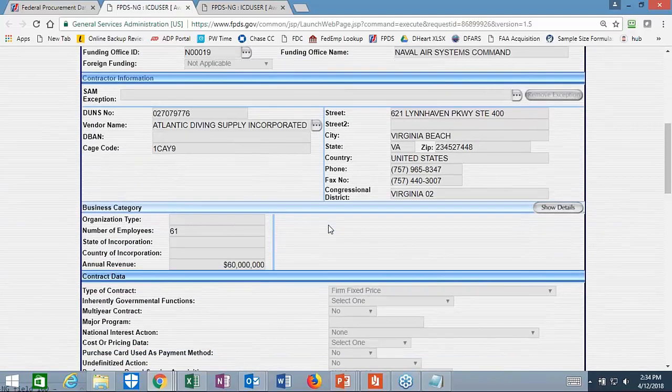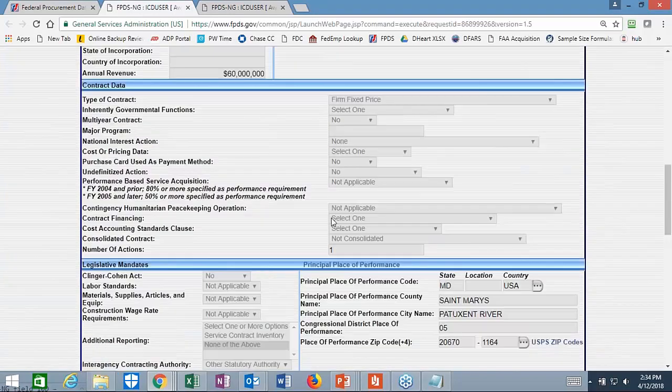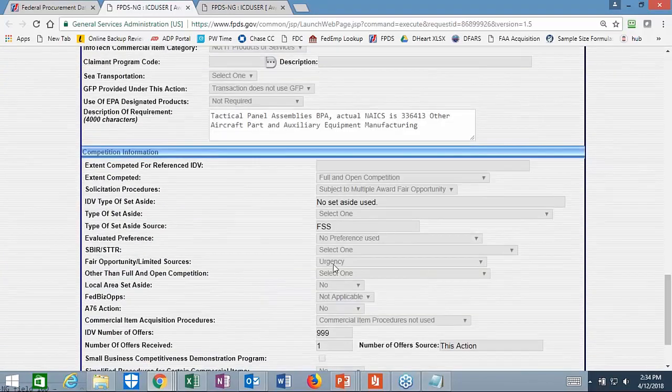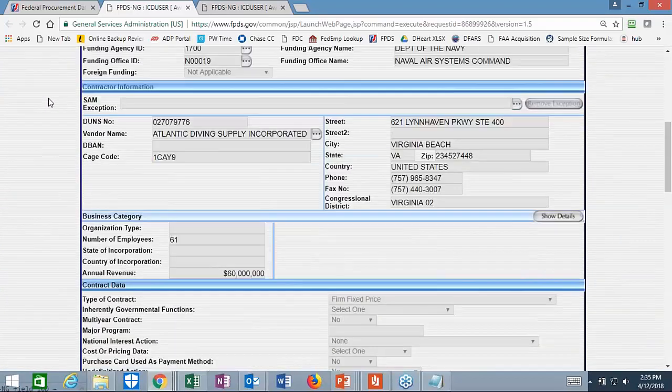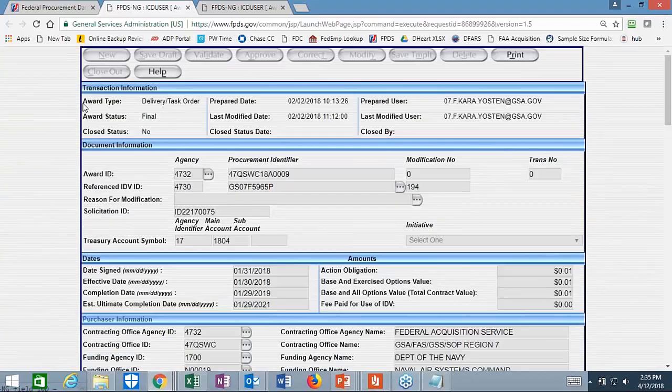Okay, so here's one. Let's go down to the competition section again. Urgency, only one offer. Okay, so now it's aircraft part and auxiliary equipment manufacturing. On the surface, this one looks pretty good. It looks like it could be an urgent situation, maybe an aircraft, like you were talking about, Chuck, a ship or an aircraft needed repair quickly to keep going on its mission. But here's what makes that urgency code wrong.